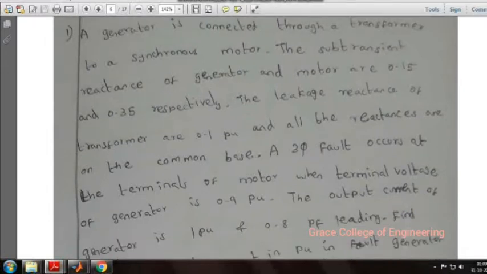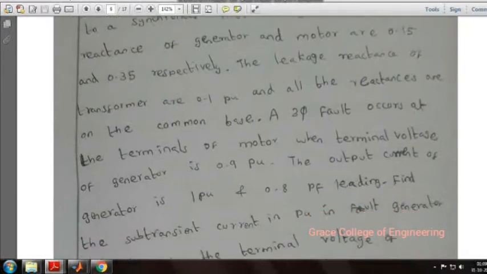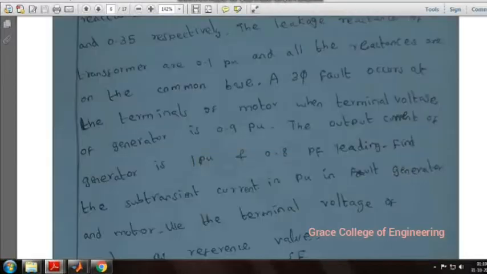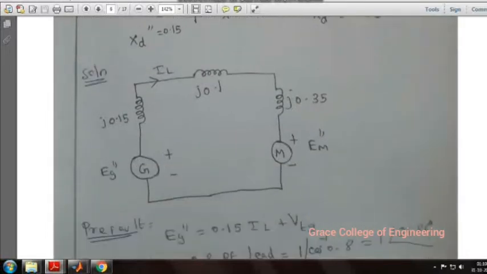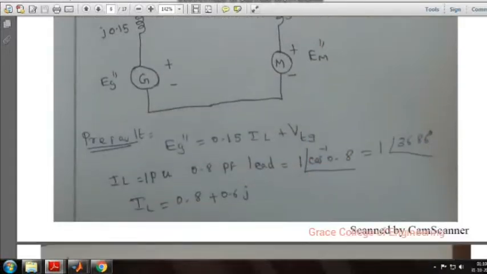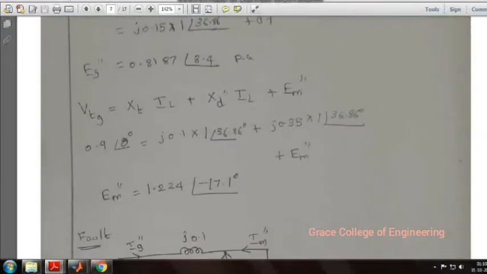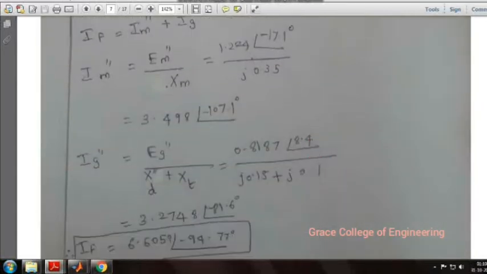For the problem, first we can see the symmetrical fault. They have given the reactance for generator, motor and transformer. They have also given the terminal voltage of generator, then the current value. Here is the equivalent circuit we have drawn, and by using these formulas we can get the output value of current.